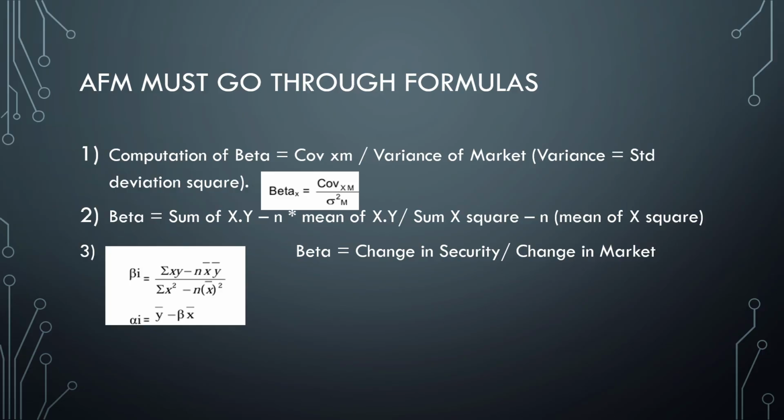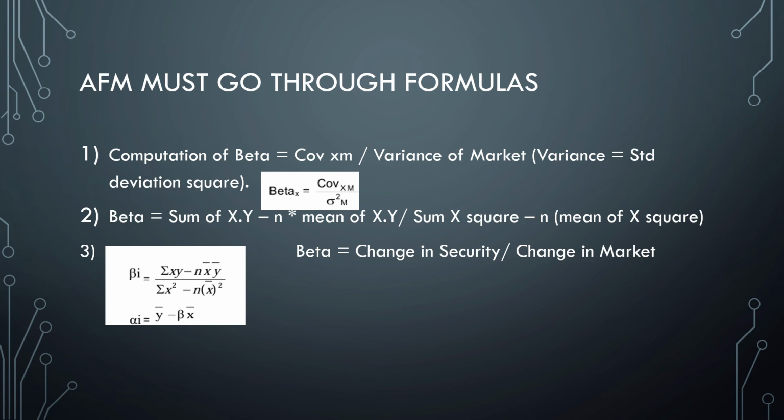Variance is equal to standard deviation squared, which you know very well. So beta is equal to covariance of x and m by variance of the market. Next one, how you can arrive at beta: beta is equal to sum of xy minus n into x bar into y bar, that is the means of security and market respectively, by sum of x square minus n into mean of x square.